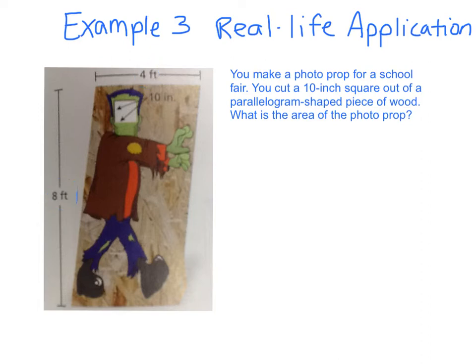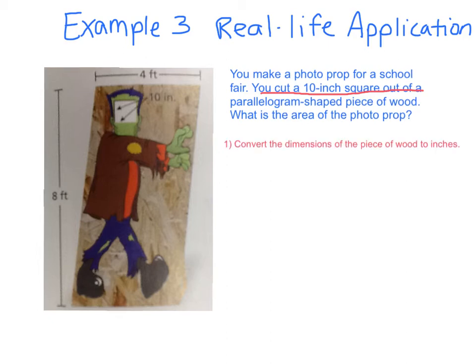The part that's cut out is where you would put your face for a little photo prop thing. So the part that's cut out is 10 inches. It says, let me get a different color here, you cut a 10-inch square out of a parallelogram shaped piece of wood. So if it's a 10-inch square, we have to find out what the area of that is in order to figure out what the area of our parallelogram is.